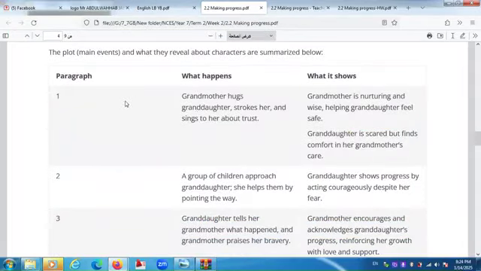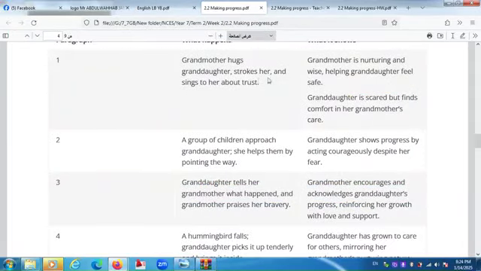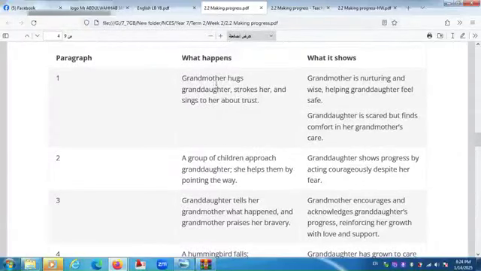In paragraph 1, what happens? The grandmother hugs the granddaughter, she strokes her, and she sings to her about trust. That shows the grandmother is nurturing and wise, helping the granddaughter feel safe. The granddaughter, however, is scared, but finds comfort in her grandmother's care.